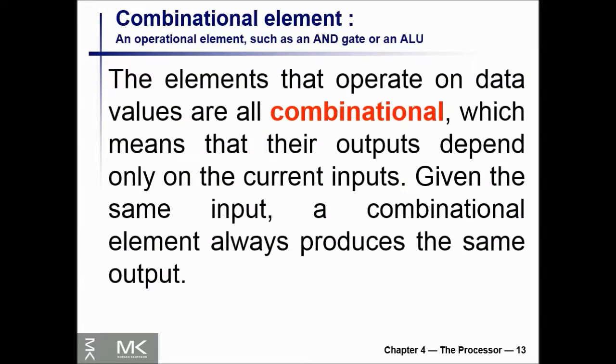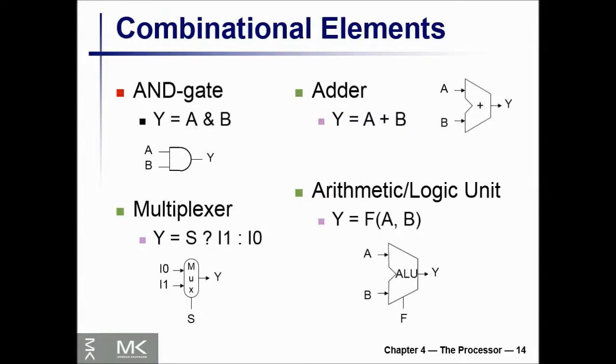So the elements that operate on data values are all combinational, which means that their output depends only on the current inputs. Given the same input, a combinational element always produces the same output. AND gate, adder, multiplexer, and ALU are all examples of combinational elements.